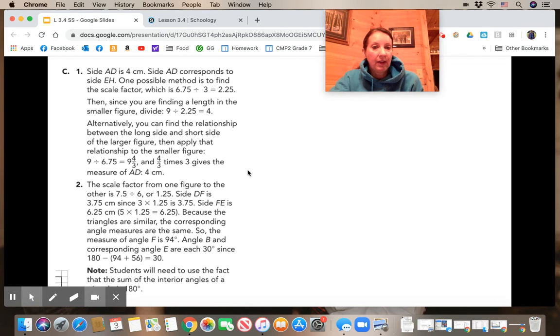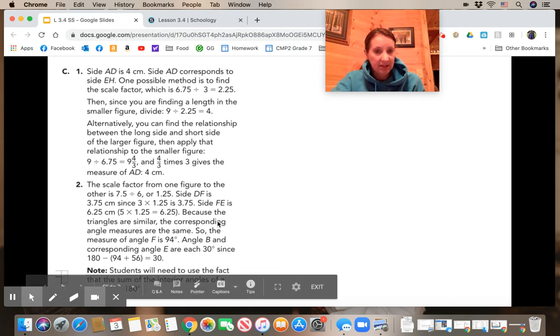C2, the scale factor from one figure to the other was 1.25 because 7.5 divided by 6. So DF is 3.75. FE was 6.25. Because the triangles are similar, the corresponding angle measures are the same. So F was 94 and B was 30. And that's where you needed to know that the sum of a triangle was 180. So the other two angles together, subtracted from 180, meant the last angle was 30.